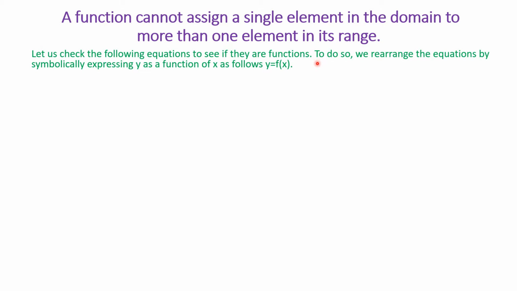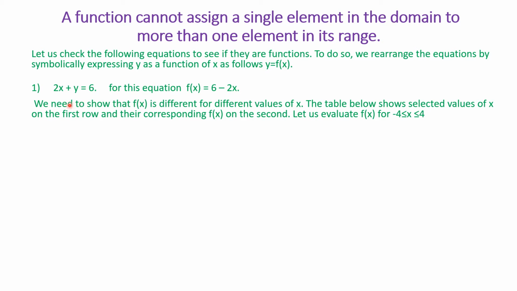So to do so, that is, we want to check the functions. To do so, we rearrange the equations by symbolically expressing y as a function of x as follows: y equal to f of x. Equation number 1, 2x plus y equal to 6. For this equation, we're going to say f of x equal to 6 minus 2x. All we did is we moved 2x to the right hand side and we replaced y by f of x. So this is what will result: f of x equal to 6 minus 2x.